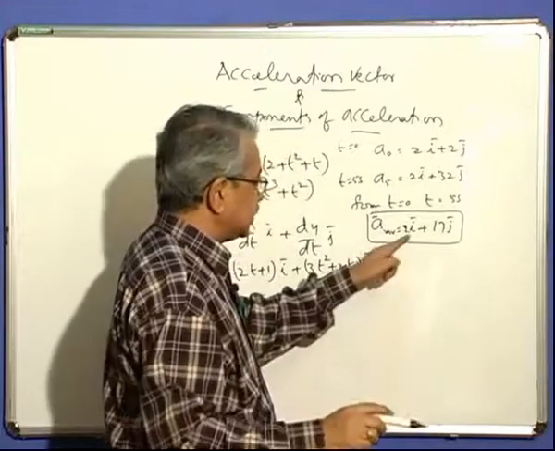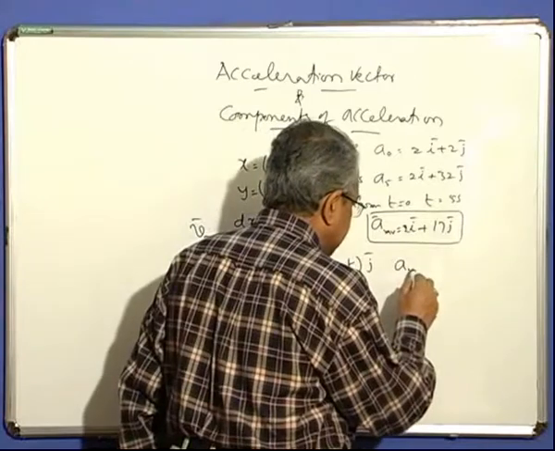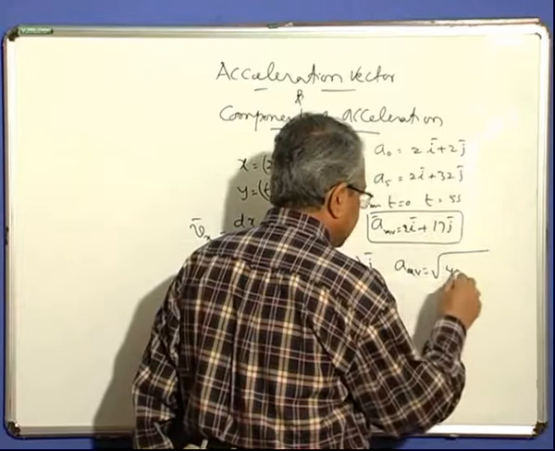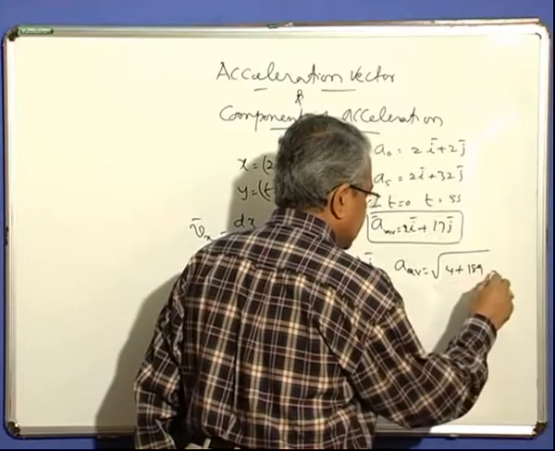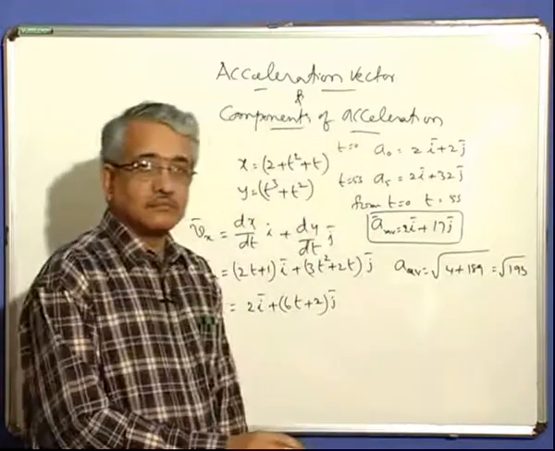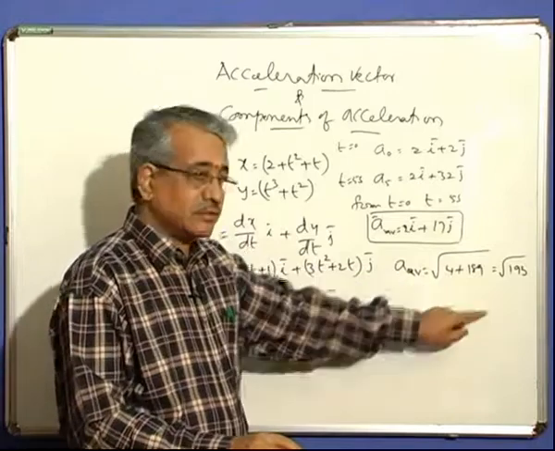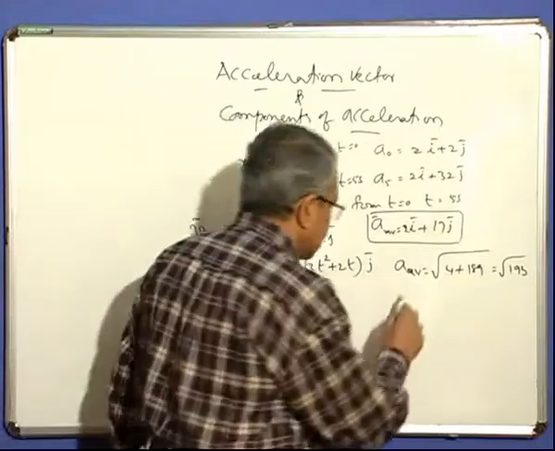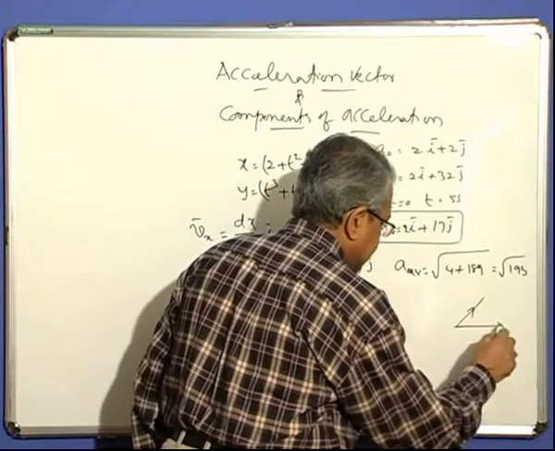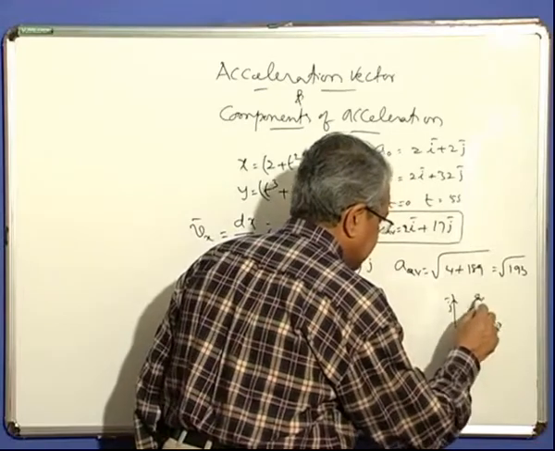Suppose this is the average acceleration vector, and you want to find the average acceleration magnitude alone. That means you have to take the square of this and the square of that and then work it out. That will be the average acceleration magnitude. If you want to find the direction, this is the x-axis and this is the y-axis, and the acceleration direction is like that.